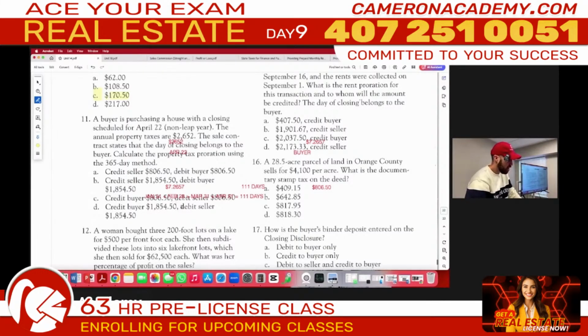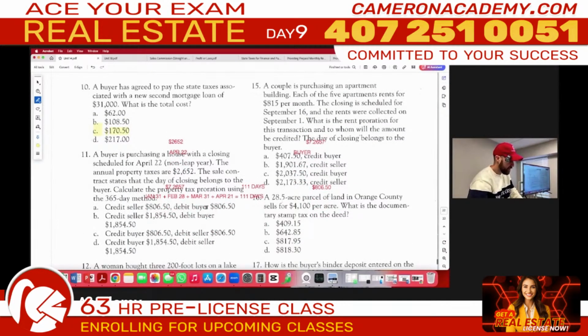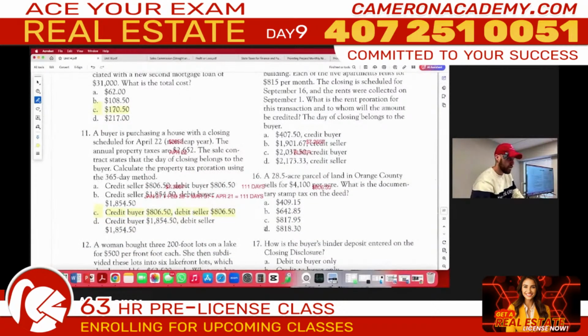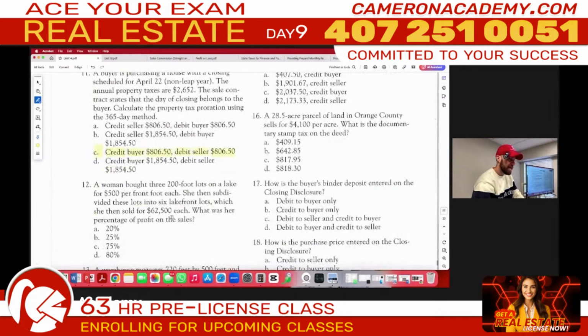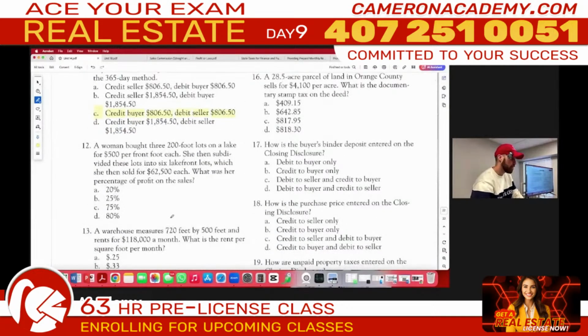It could be A or B, but depending on the credits and the debits. Remember, it's debit seller, credit buyer. So it's letter C. We got to know the credits and the debits. As we just laid out, remember that 806.50 is something the seller is responsible for paying. So take away from the seller, debit seller, credit buyer.